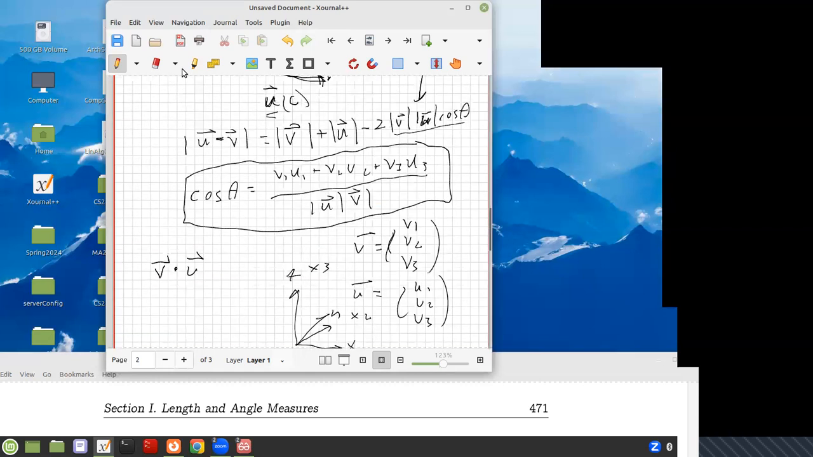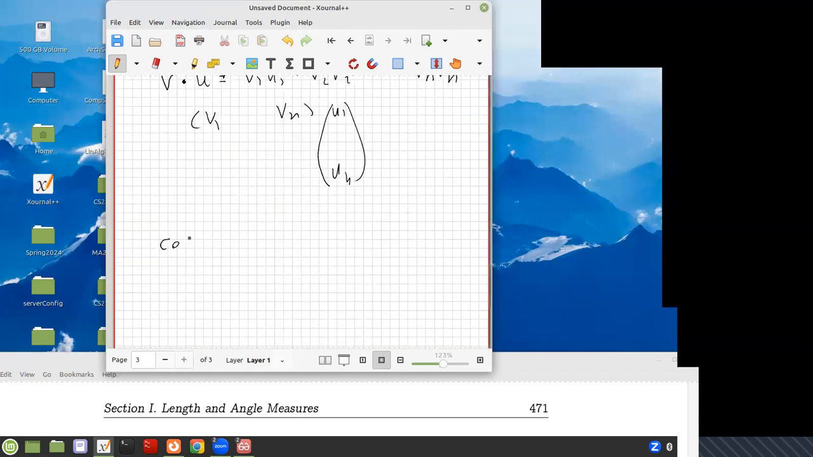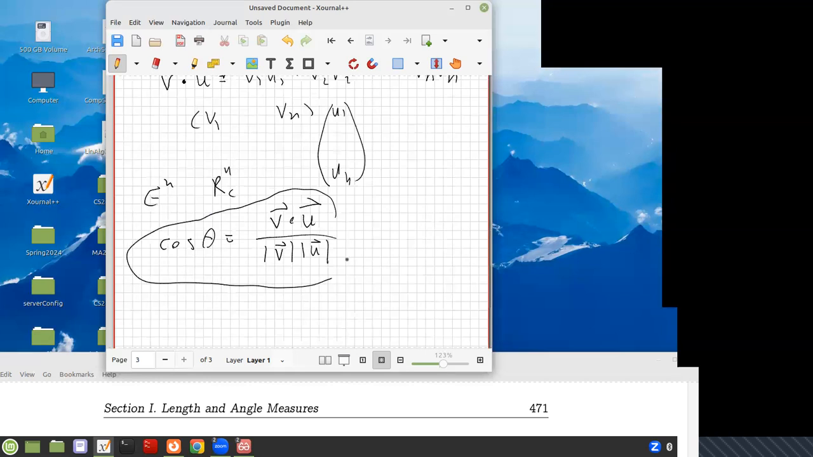So our generalized formula for the angle between 2 vectors in R to the n will be cosine theta equals V dot U over the magnitude of V times the magnitude of U. Because this is a generalization, you're not guaranteed right away by geometry that it makes sense. It could be that V dot U is larger than the denominator. So a priori, this is just an extension based on our expectation from geometry in 2 and 3 dimensions.